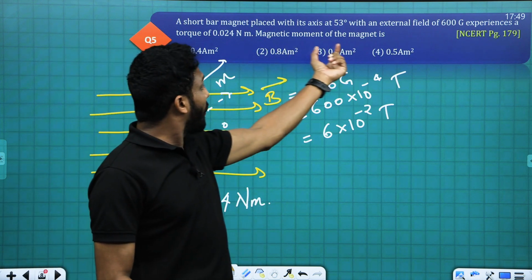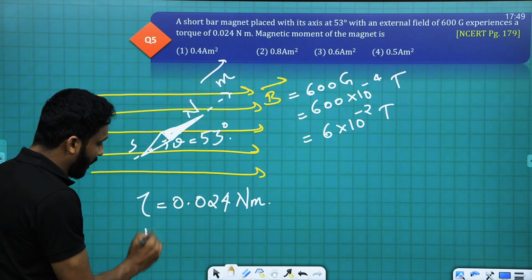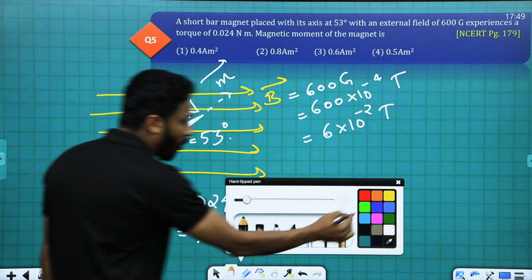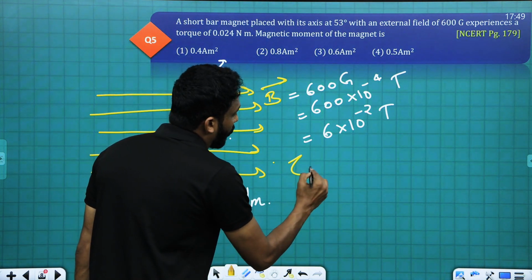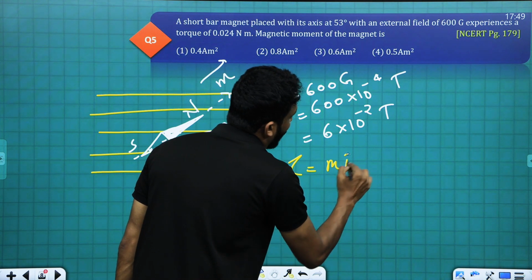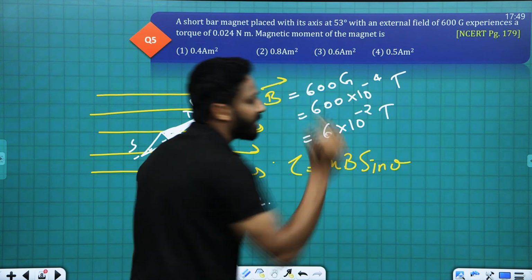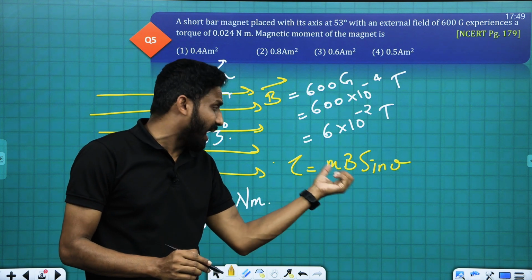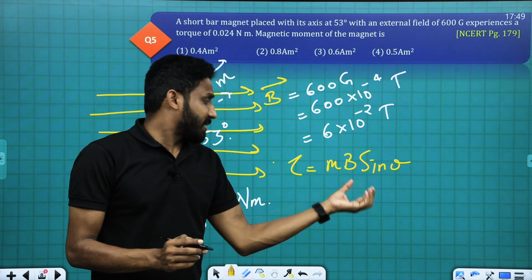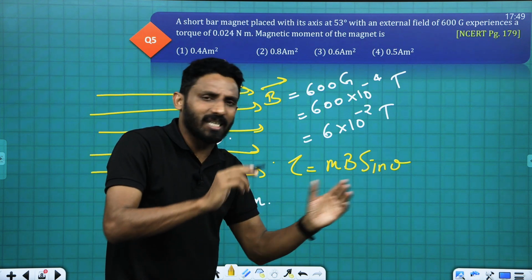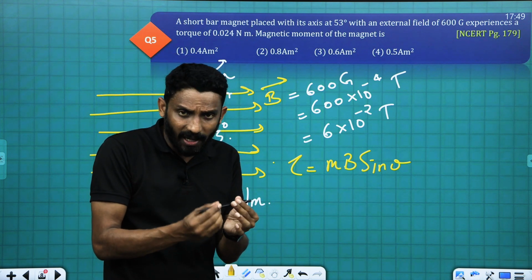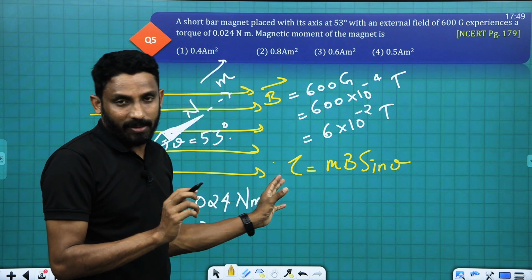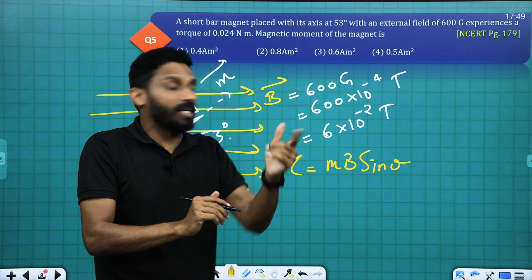Magnetic moment of the magnet is how much? Magnetic moment is asked. We have the equation of torque. Torque acting on the magnetic needle is mb sin theta. Earlier, while writing the equation of SHM, I had written mb theta. Why? When theta is very small, sin theta is approximately theta. In that condition only, the oscillation becomes simple harmonic. Now, the formula for torque is m cross b, vector, that is mb sin theta.